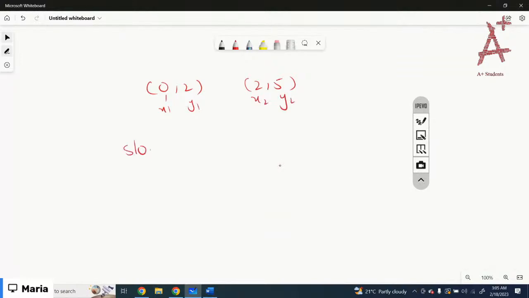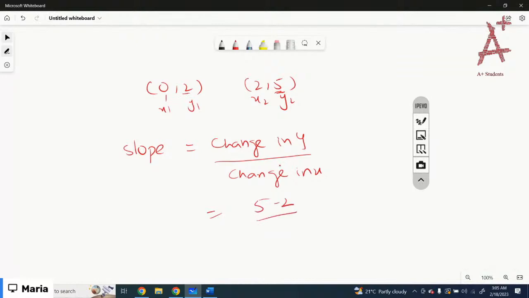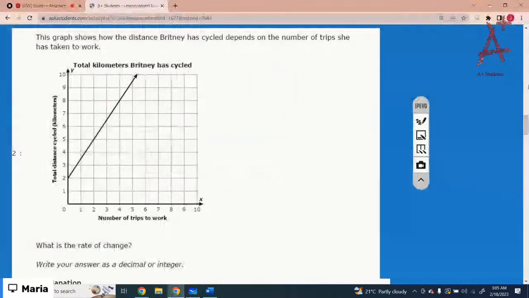You have to calculate the slope, and the slope is change in y divided by change in x. So change in y is y2 minus y1. This is y2 and this is y1. So it is 5 minus 2, and for x it is 2 minus 0. So 5 minus 2 is 3 and 2 minus 0 is 2. So the slope is 3 divided by 2. Got it? That means change in y is 3 and change in x is 2. So the slope of the graph is 3 divided by 2. Got it?